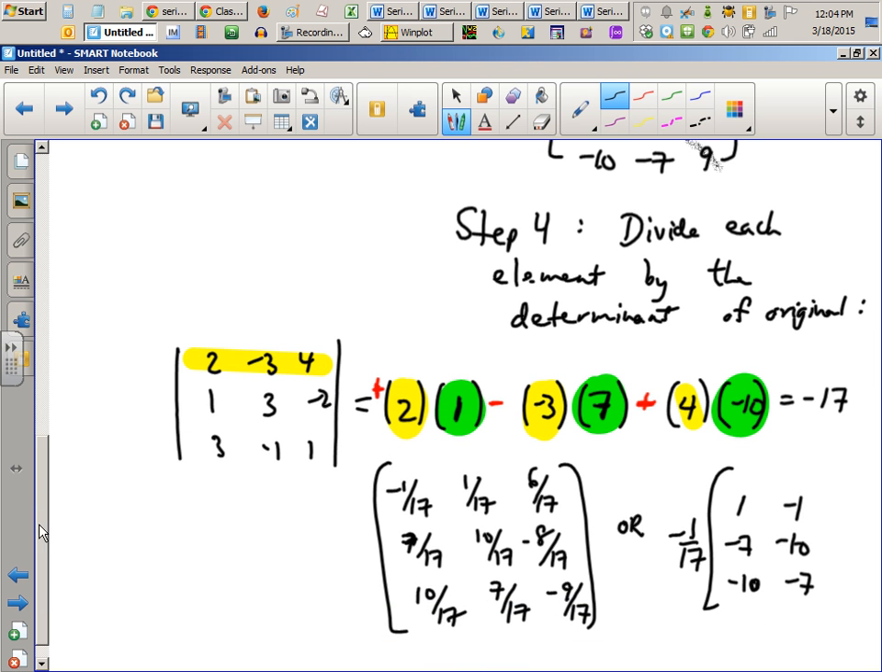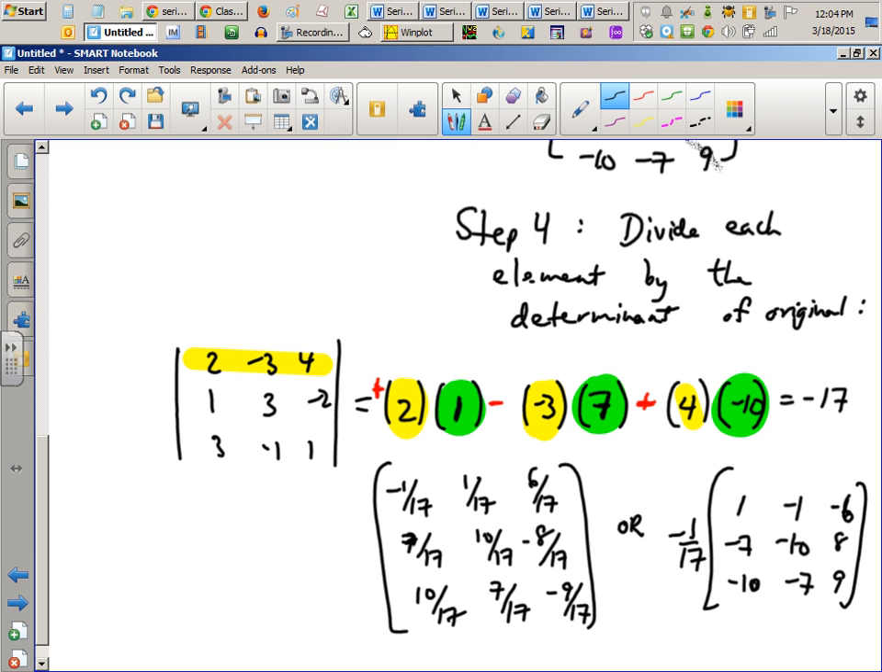I don't really like distributing those sorts of things. I mean, who wants a bunch of fractions? I'd rather have 1 fraction out front than 9 fractions inside, if you know what I mean. So, what do you guys prefer? Do you want to leave the 1/17 outside, or do you want to distribute it in? Okay. Totally up to you.